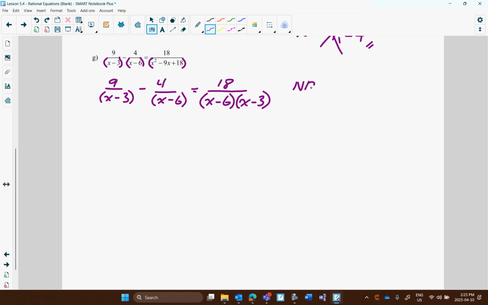We've got a couple NPVs here, 6 and 3. And what am I going to multiply everything by to clear out the denominators? x minus 3, x minus 6, or x minus 6, x minus 3 on the bottom. So again, this is the big step here.